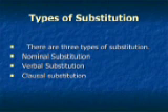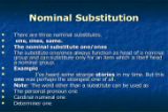Let's move on to the types of substitution. Now, generally we have 3 types of substitution. That is nominal substitution, verbal substitution, and finally clausal substitution. Let's look at nominal substitution. As we already know, nominal refers to relating to or functioning as a noun.